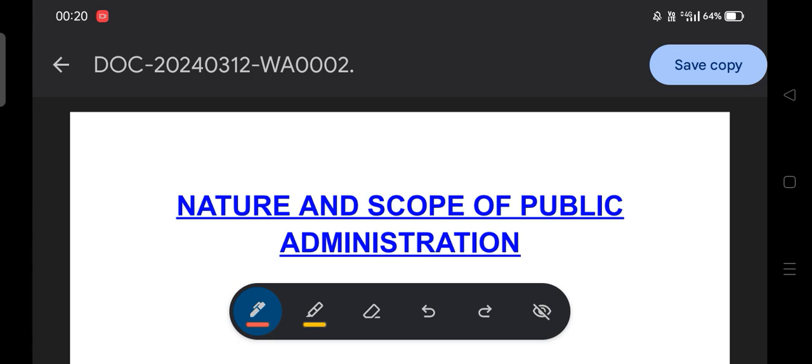So in this session we'll discuss the nature and scope of public administration. On the basis of the previous year questions, we'll try to understand the different concepts with respect to the nature and scope of public administration, and be able to answer those questions which are going to be asked in your examination. So let's start without delay.